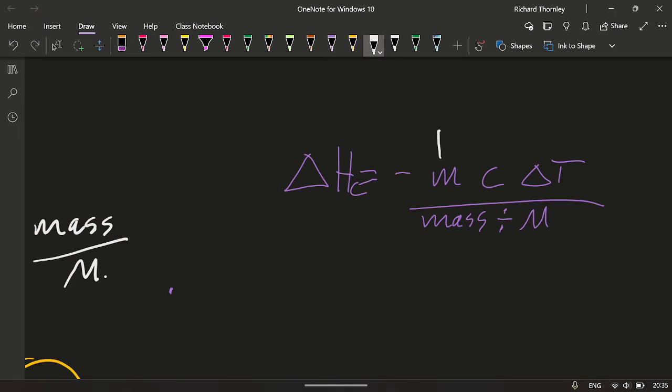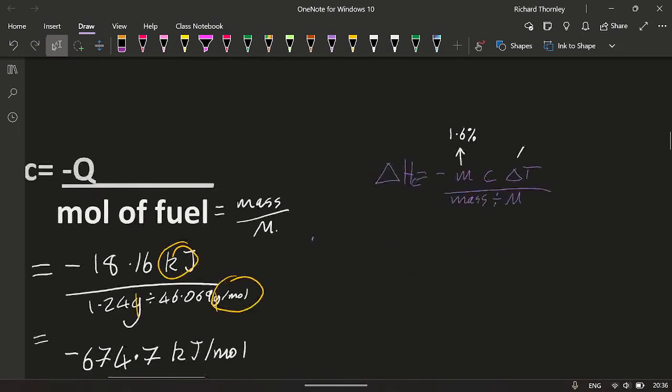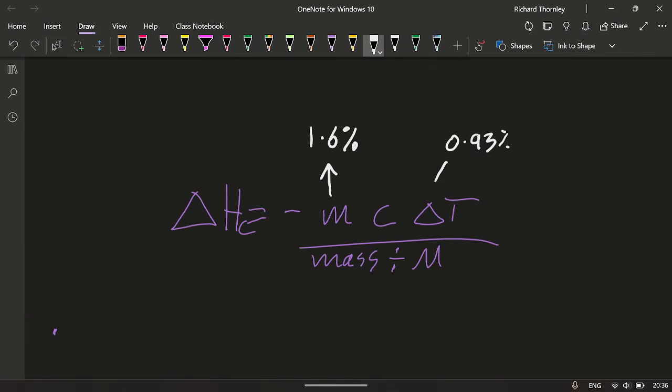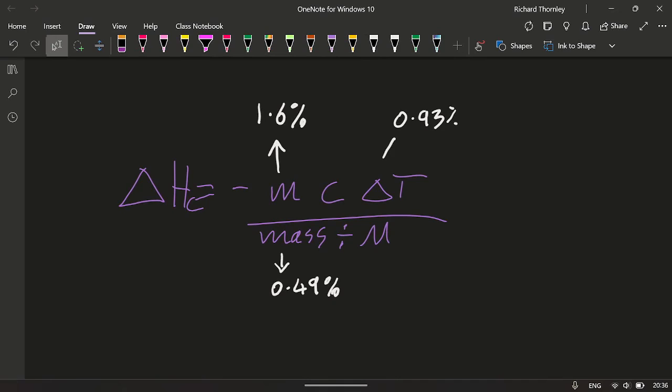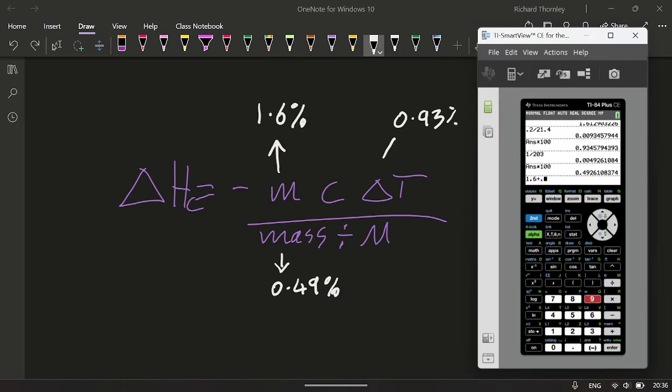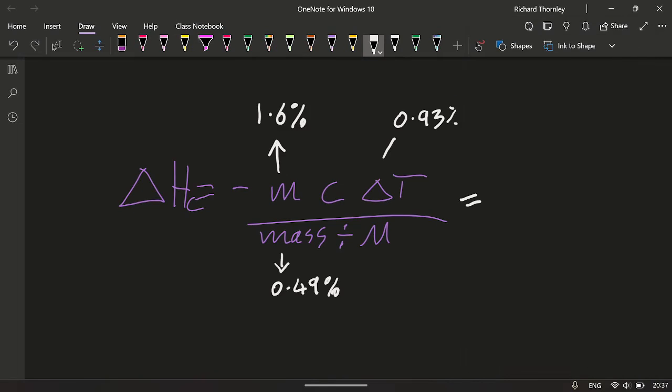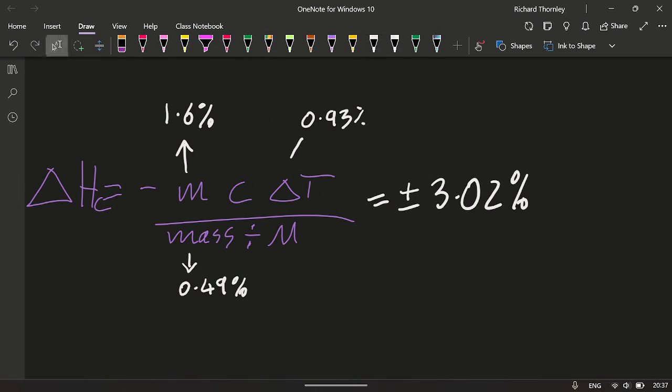So for the mass, so overall, what you've got to do is you have to add those numbers together, and that gives you the overall percentage uncertainty. But what about the ones at the bottom? Don't you divide these and add? No. You have to add all of those numbers together to get you the percentage uncertainty. So that comes out at plus or minus 3.02%. And according to the IB, you really should have that to 1 sig fig. So plus or minus 3%.